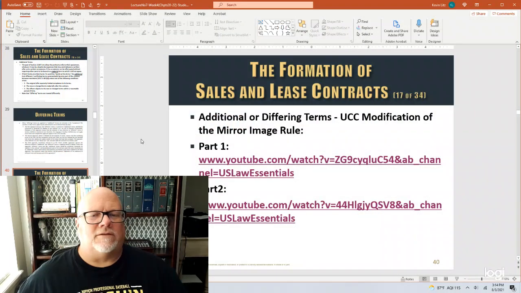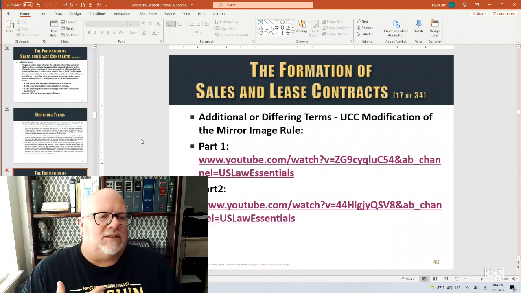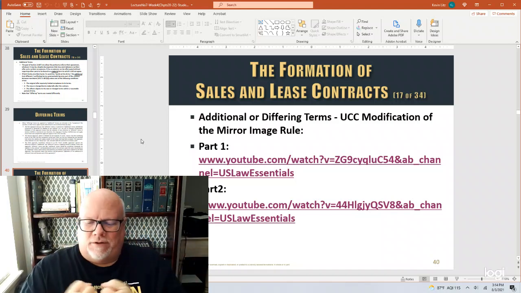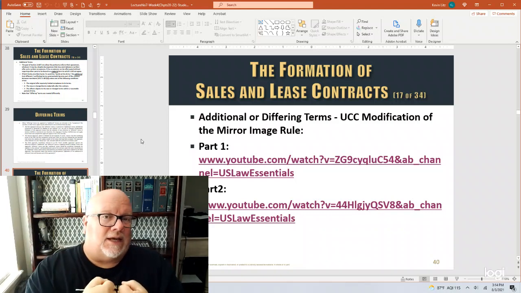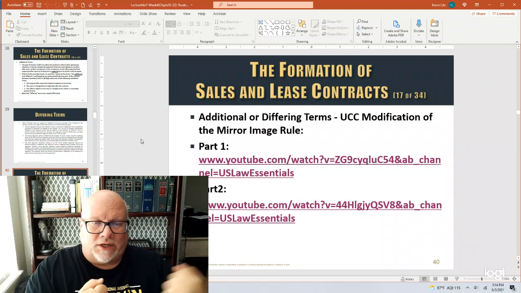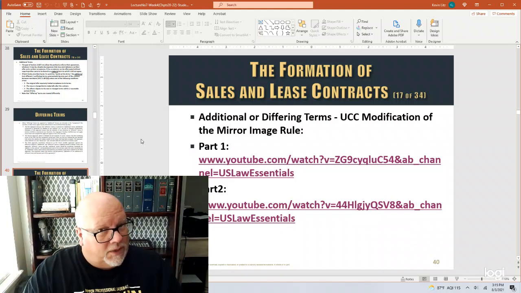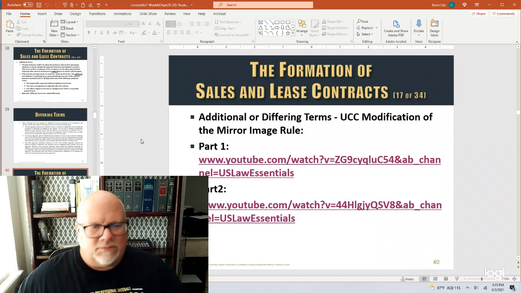Okay, so that way you saw that this section 2207 of the Uniform Commercial Code basically addresses two issues. If the acceptance has an additional term in addition to what the offer has, you saw how it's handled. If the acceptance has a differing or conflicting term, what happens? Knockout rule, for example. Okay, let's move on.